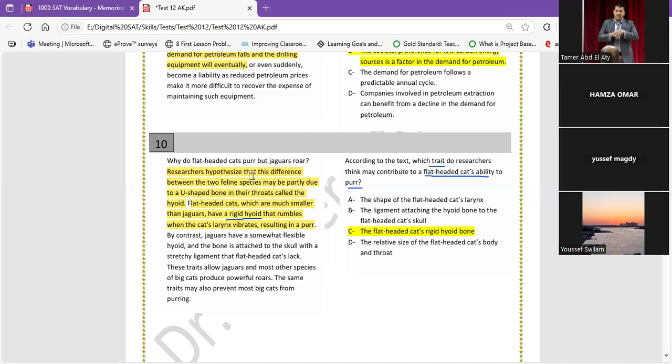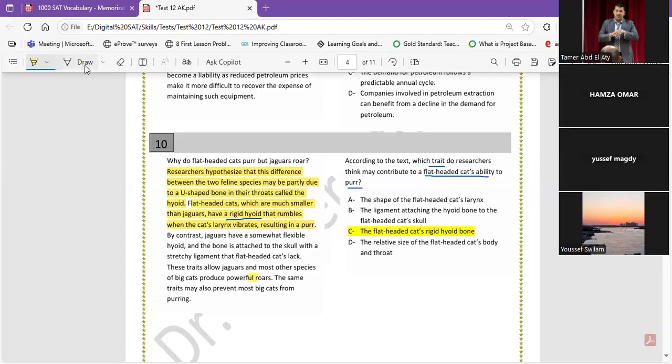Researchers hypothesize that this difference between the two feline species may be partially due to a U-shaped bone in their throats, called the hyoid. Flat-headed cats, which are much smaller than jaguars, have a rigid hyoid that rumbles, moves, when the cat's larynx vibrates, resulting in a purr. By contrast, jaguars have a somewhat flexible hyoid, and the bone is attached to the skull with a stretchy ligament that flat cats lack. These traits allow jaguars and most other species of big cats to produce powerful roars. The same traits may also prevent most big cats from purring.